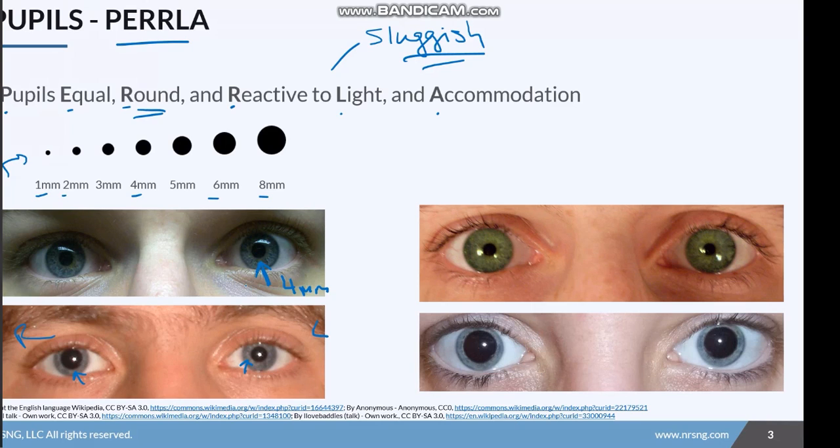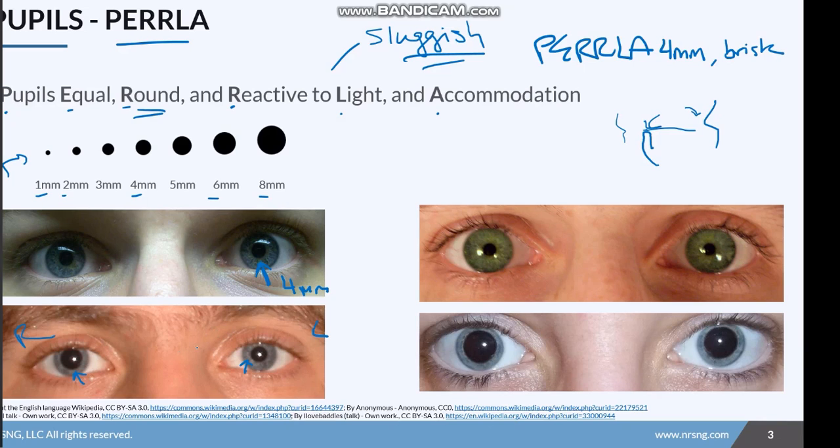Now, the last thing we check is accommodation, and I'll be honest, most people don't check this, but they still chart PERLA. What we do is we have the patient look at our nose, so they're looking directly at our nose. Then we're going to put our finger up and have them shift their focus from our nose to our finger. So when they're looking at something that's a little bit closer to them, their pupils should constrict in order to focus on that closer object. That is called accommodation. So if all of these things are present, you would document pupils equal, round, and reactive to light and accommodation. You would say what size they are, 4 millimeters, and usually I'll write brisk.